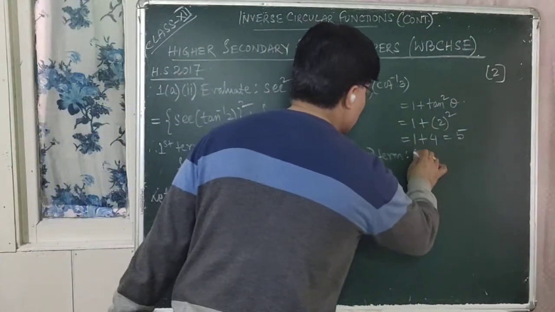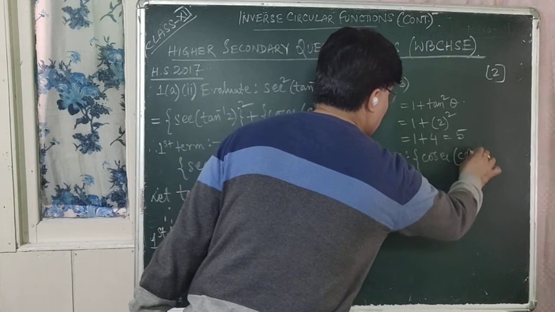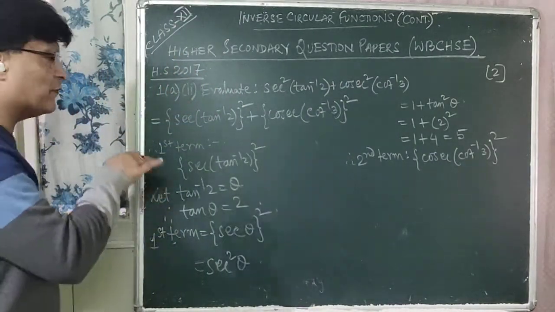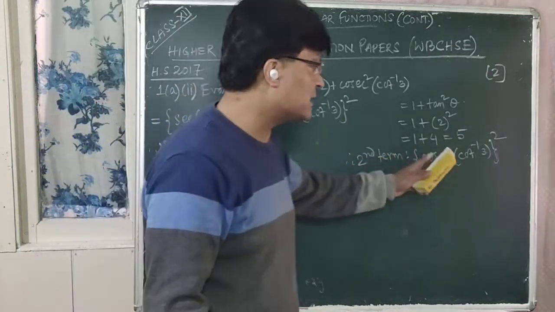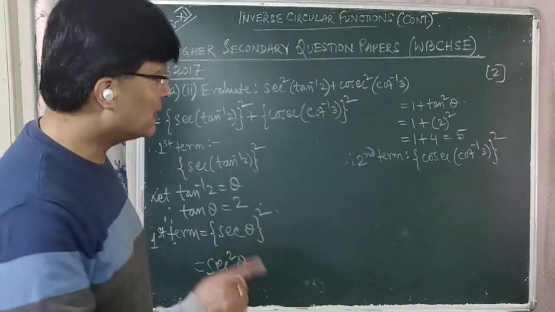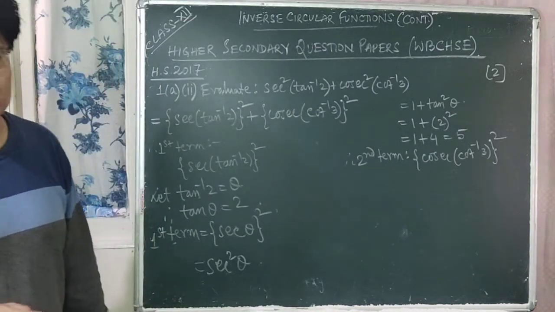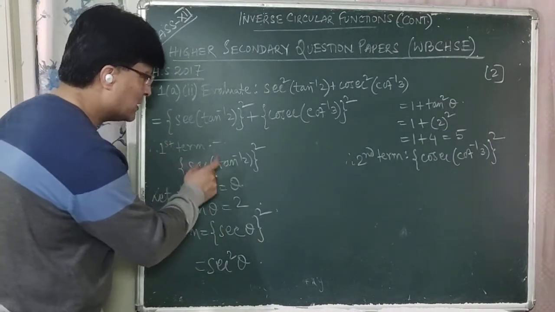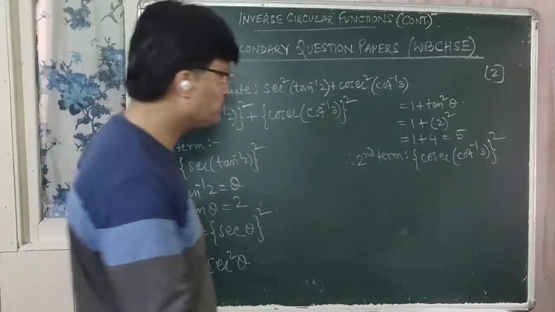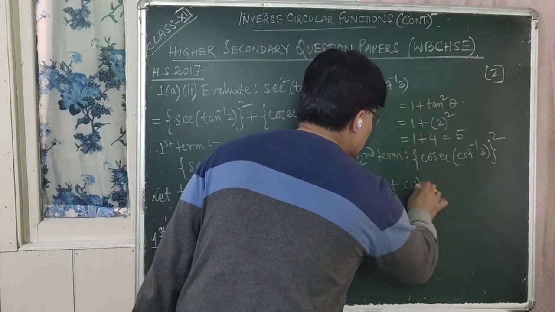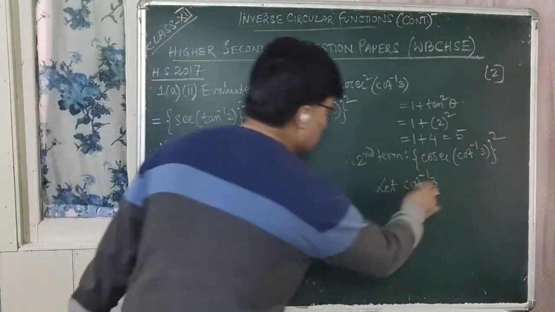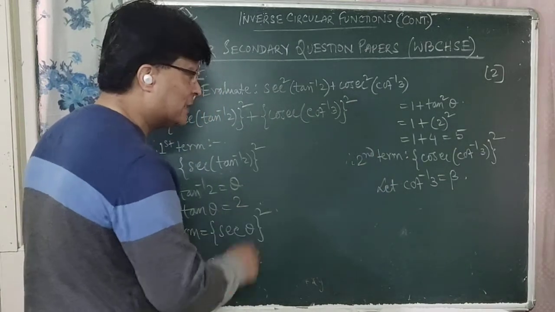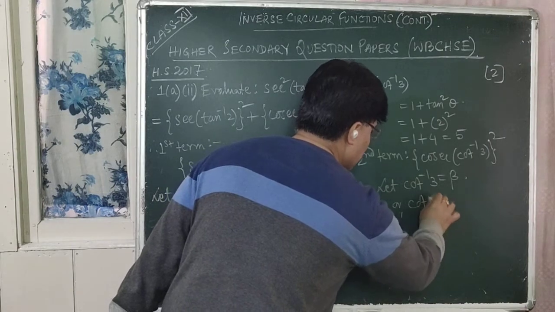The second term is cosec cot inverse 3, whole square. Similarly as in the first term, you can simplify the second term. So how can you simplify it? Let us assume cot inverse 3 within bracket as beta. Don't write it as theta because in the first term we had already assumed tan inverse 2 as theta, right? So let cot inverse 3 be equal to beta. Now cot inverse goes to the right hand side and it becomes cot, that is cot beta is equal to 3.